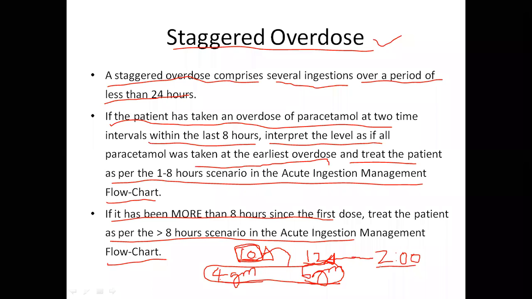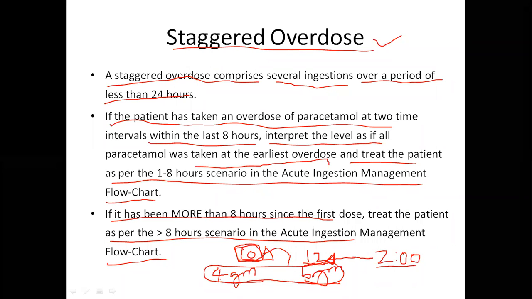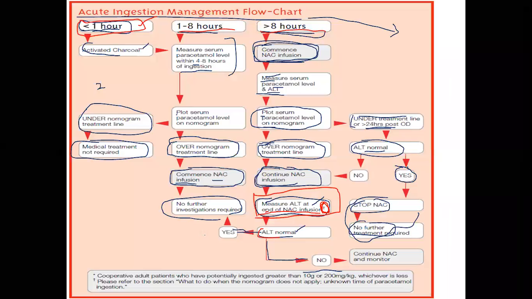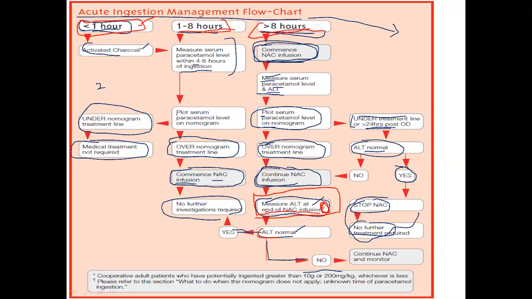If a victim takes 2 doses within 8 hours, you will consider as if all the dose was taken at the earliest time, here 10, and you will start the treatment according to the serum paracetamol level if it is above the line. And if there is more than 8 hours since the first dose, treat the patient as per the more than 8 hour scenario. You know this flow chart. More than 8 hour scenario, this is 1 to 8 hour scenario.